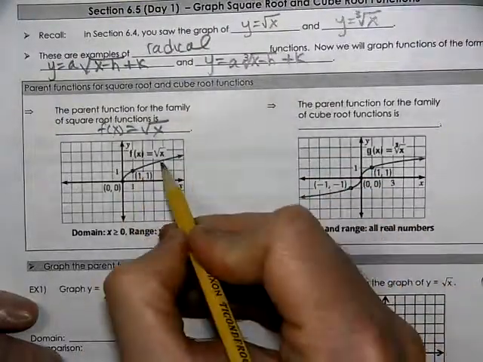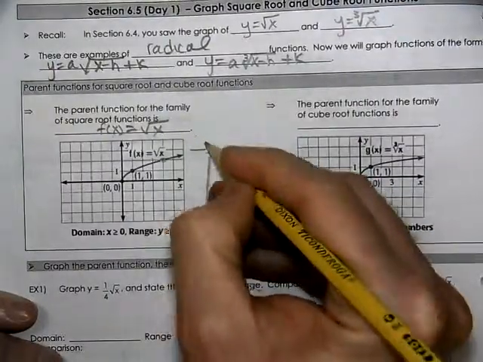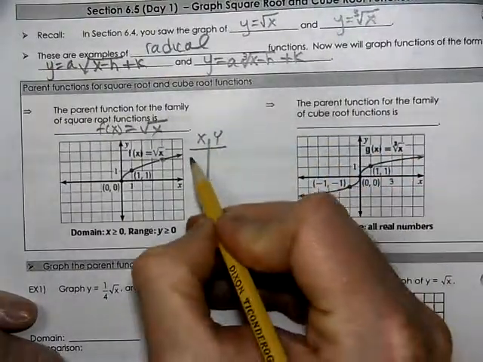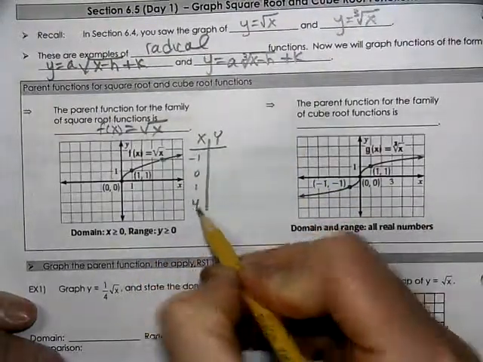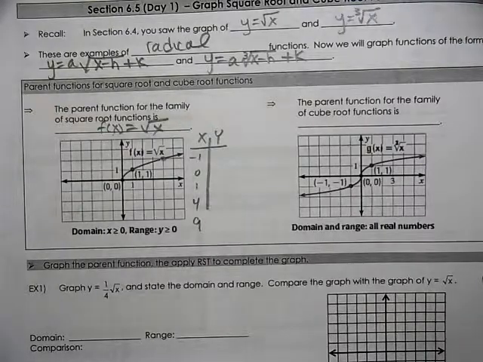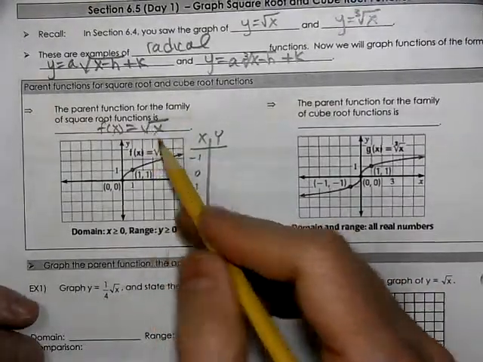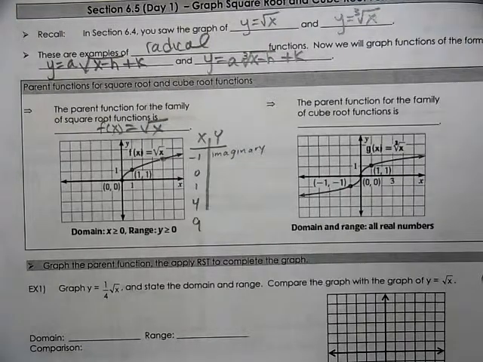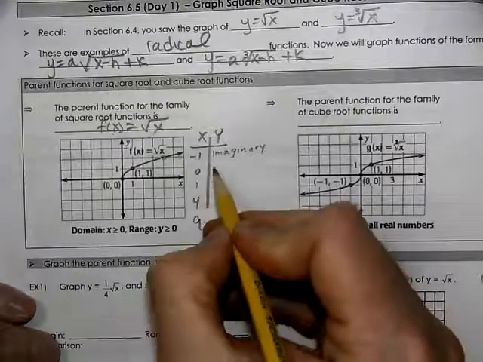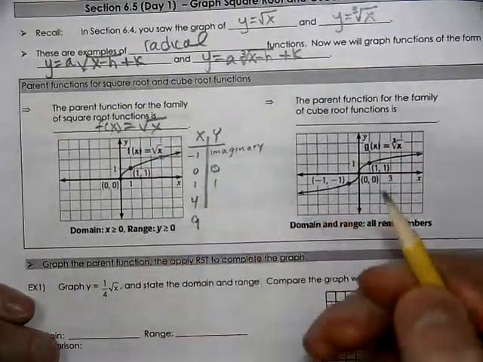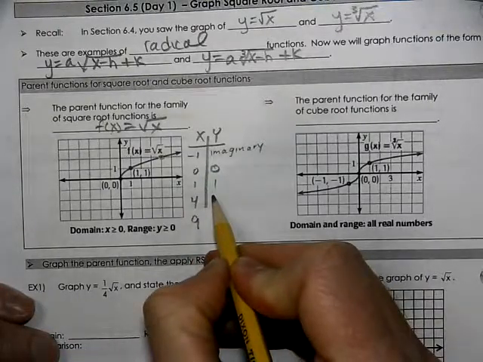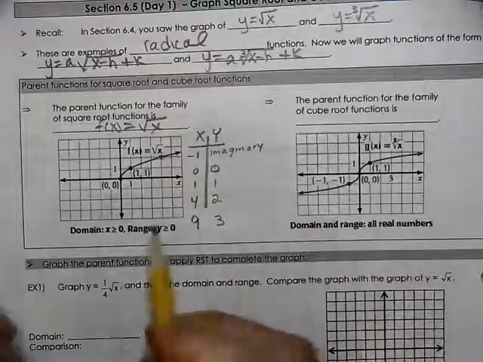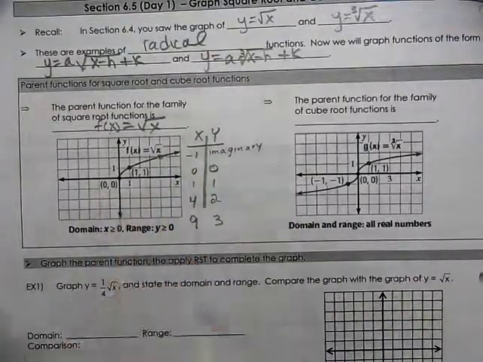To figure out where the dots land, we could make a table. We would use numbers like maybe -1 and 0, 1, 4, 9. Those would be some common x values to use. When you plug in -1 into the square root, we get an imaginary answer. You can't take the square root of a negative. There's no number that multiplies by itself to make -1. The square root of 0 is 0, the square root of 1 is 1, the square root of 4 is 2, the square root of 9 is 3. So we can graph out and connect our dots.